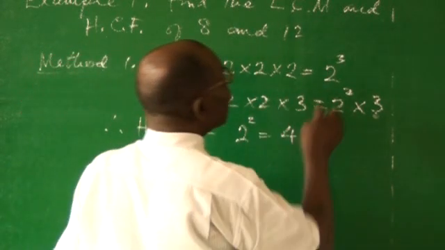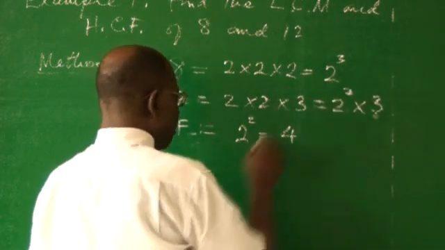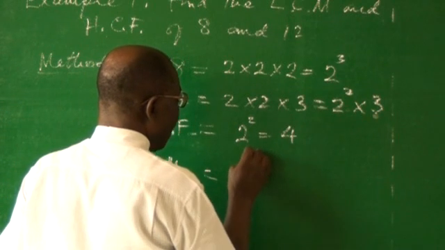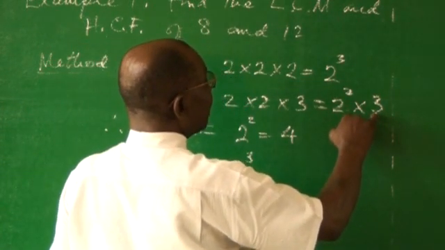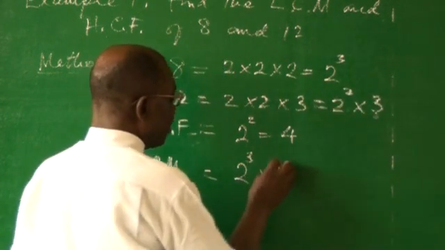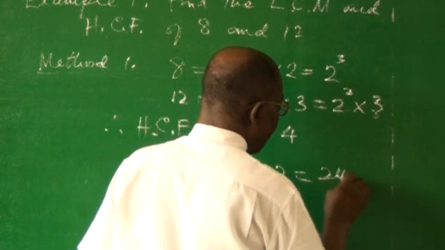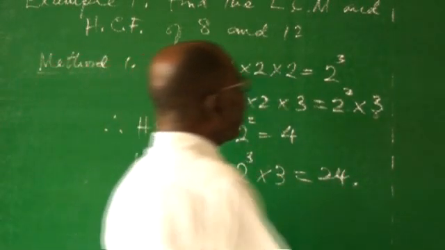Then we're looking for the least, but we look at the 2's. Of these 2, we pick the biggest 2. Notice we said the least, so we pick 2 to the power 3. Then we pick 3. Even though 3 is not common, we pick it. So that our final result will be 24. That is method number 1. Method number 2.